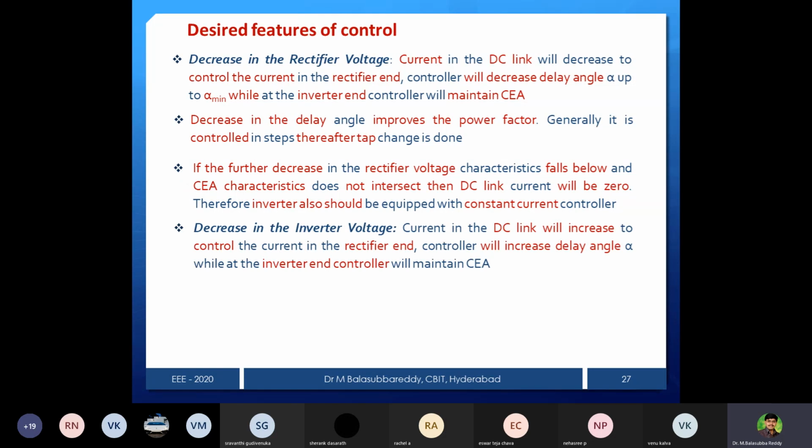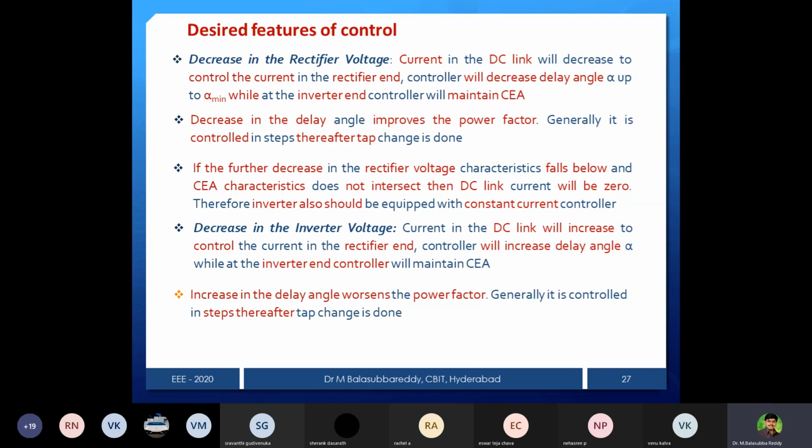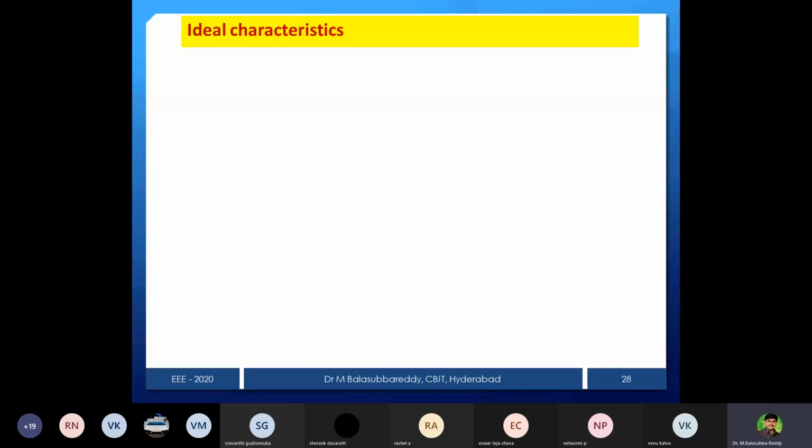The third one is a decrease in the rectifier voltage, and the fourth one is a decrease in the inverter voltage. Current in the DC link will increase. Once the current increases, the logic is to increase the delay angle so that the voltage is decreased and the current stays constant. That is what we need to do. Obviously, increasing the delay angle makes the power factor worse. So that is the problem.